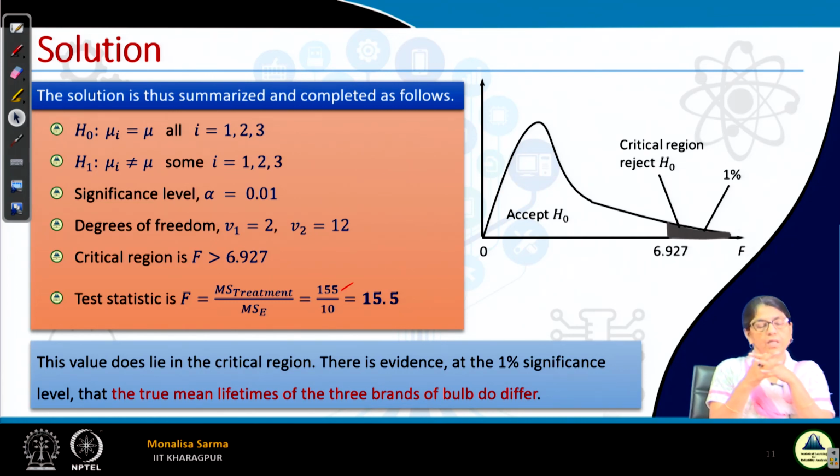If the population means are not the same, then MS treatment, the variance between the treatments, will be quite a big value, which leads us to an F value that falls in the critical region. And if it falls in the critical region, that means we reject the null hypothesis, that all the population means are the same. So, we have enough evidence to say that all the population means are not the same.